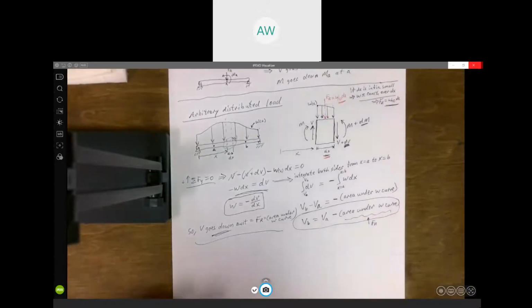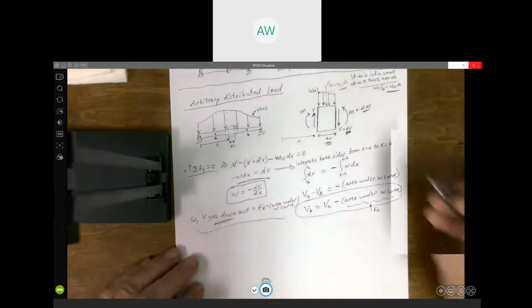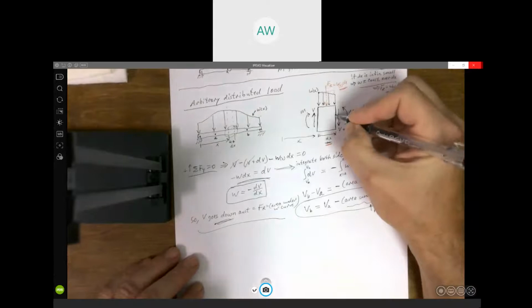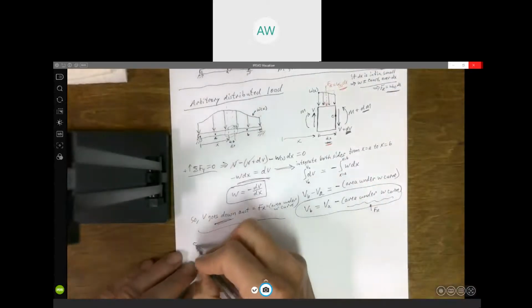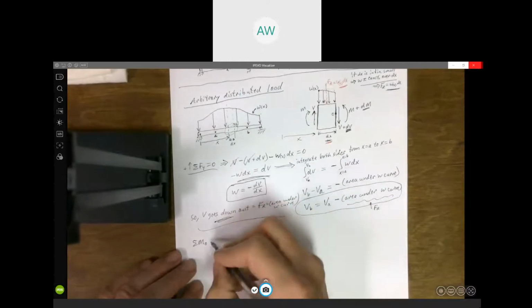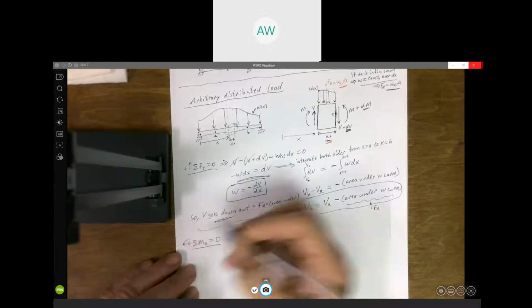question. So let's sum the moments. So we need to pick a point to sum the moments about. I'm going to pick this point here. I'll just call it point O. So we want to sum the moments about point O. Set that equal to 0. I'm going to choose counterclockwise positive.